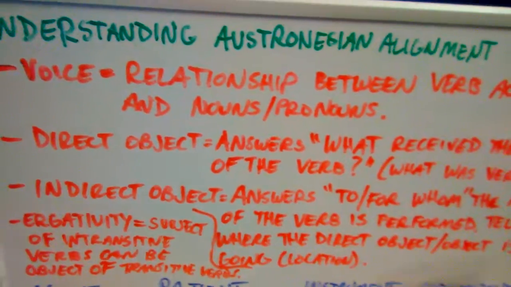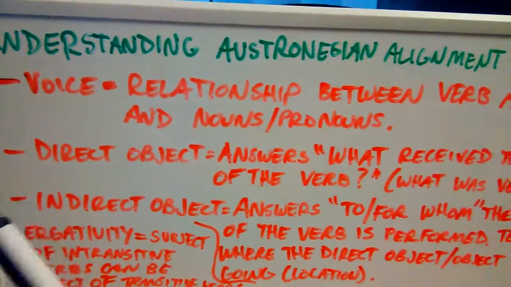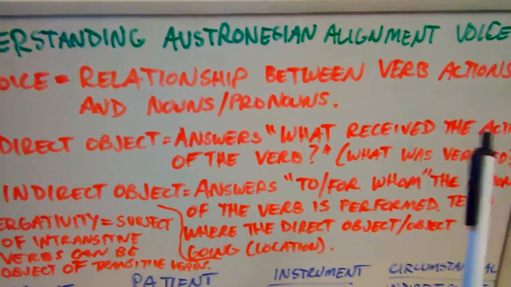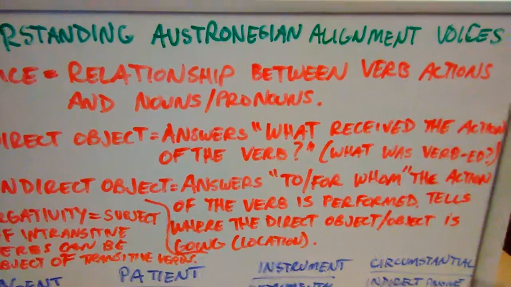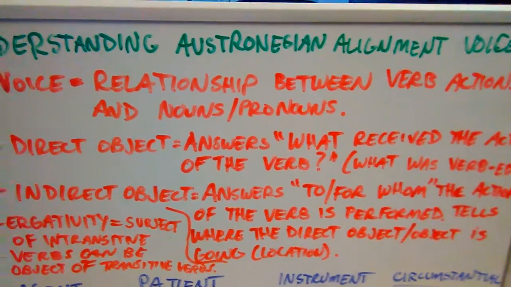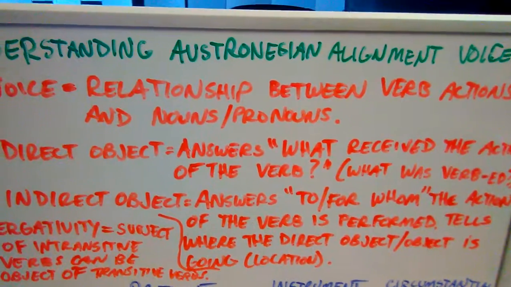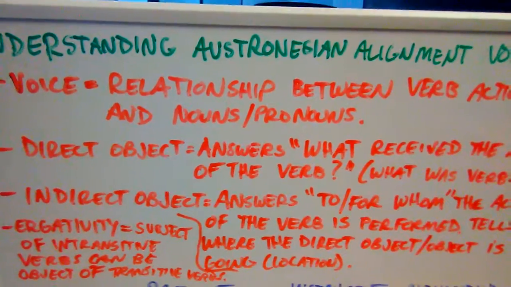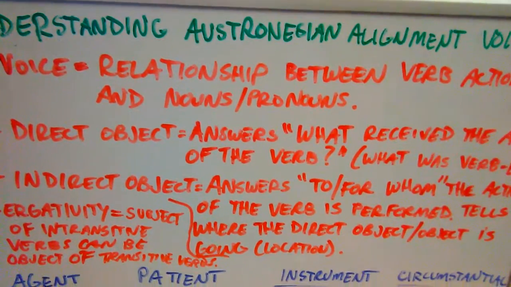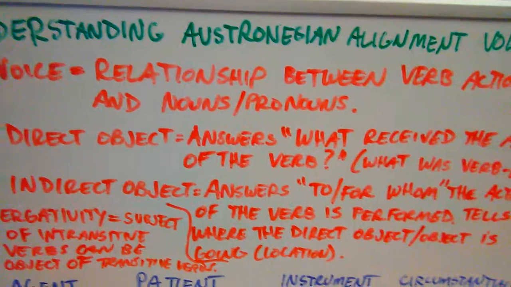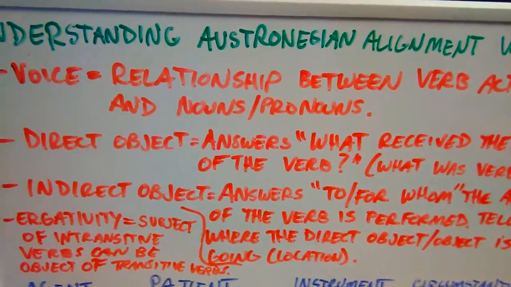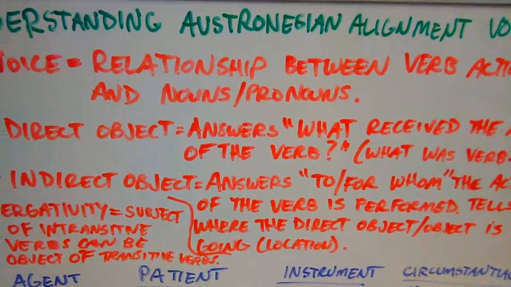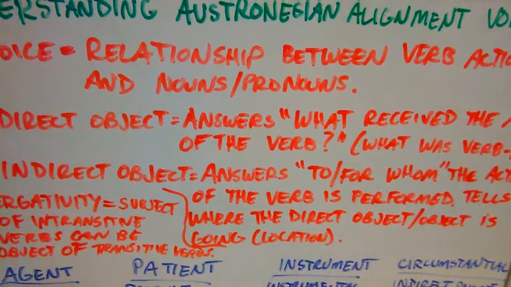So let's review. What is a voice? A voice is just the relationship between the verb's actions and the nouns and pronouns, right? So whatever the verb is doing to the nouns and pronouns, and the relationship of the verb's actions to those nouns and pronouns, is called the voice, right? And in English, we have the active voice and the passive voice, right? But Cebuano has 4 of those voices, and the 4 voices are your agent, patient, instrument, and circumstantial.